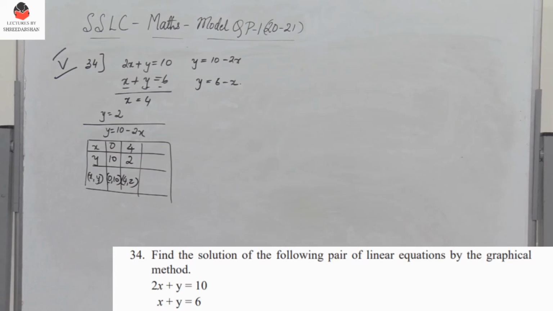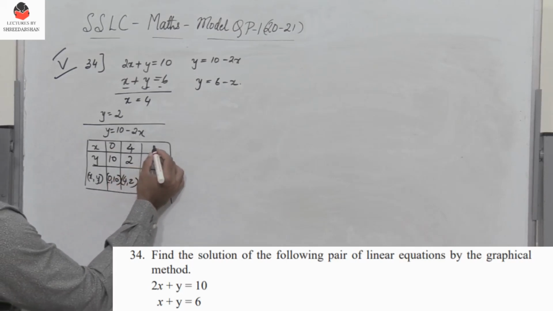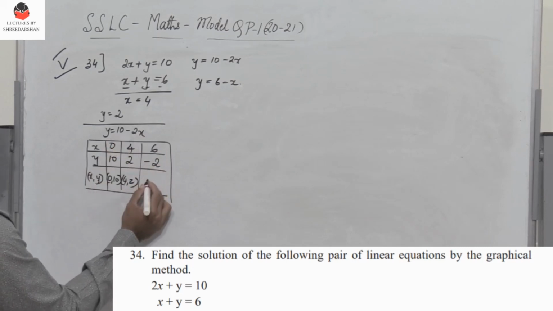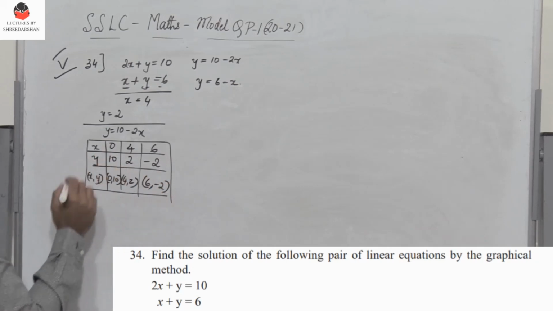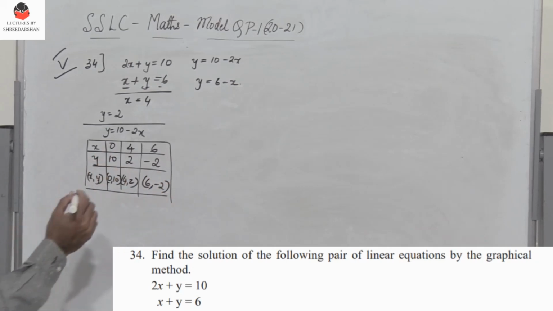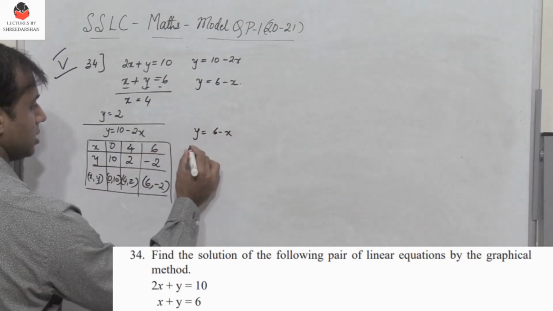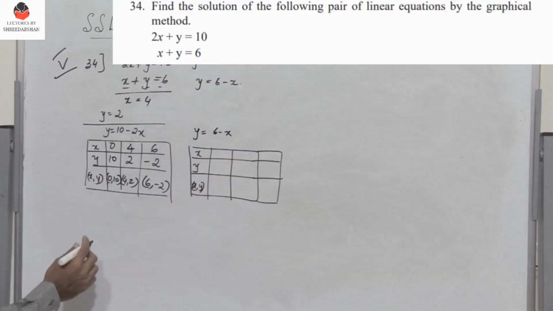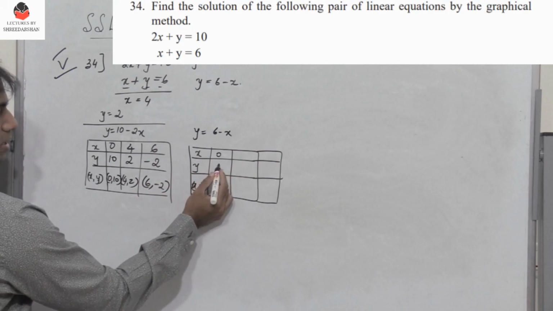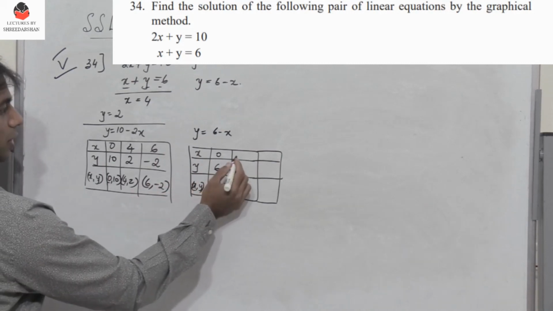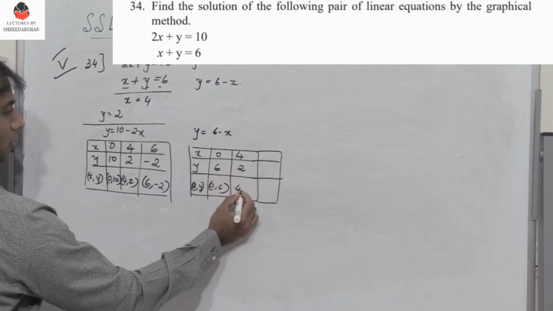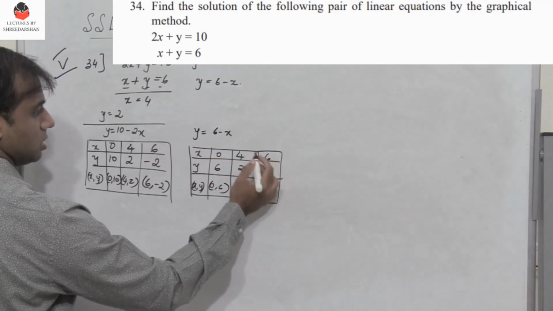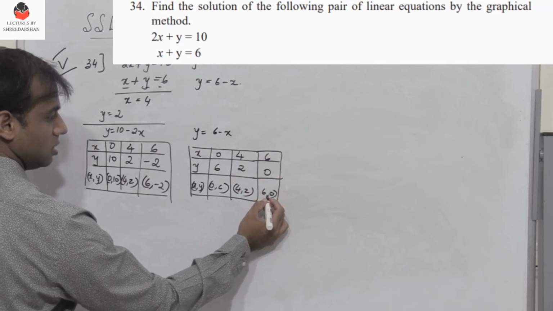Then let me take another point. If x is equal to 6, so 6 into 2 is 12, so y is equal to minus 2. So I get the point 6, minus 2. So we've got 3 points. Then I have y equals 6 minus x. So here again let me consider x equal to 0, y is 6, so I get 0, 6. If x is 4, y is 2, so I get 4, 2. So this is the point of intersection. And then let's say if x is 6, y is 0, so I get 6, 0.